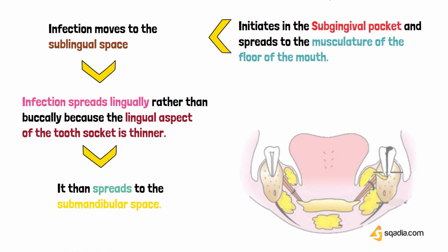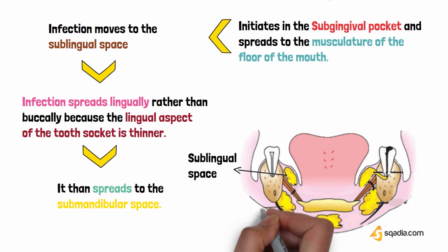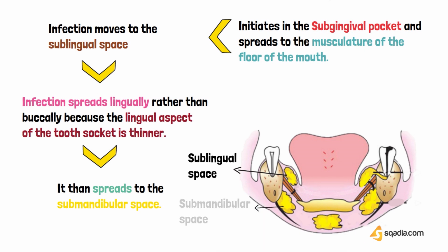Now, let's try to understand this whole disease process diagrammatically. This is the sublingual space, and just below it is the mylohyoid muscle, and inferior to the mylohyoid muscle is the submandibular space. Just next to that is the submental space.